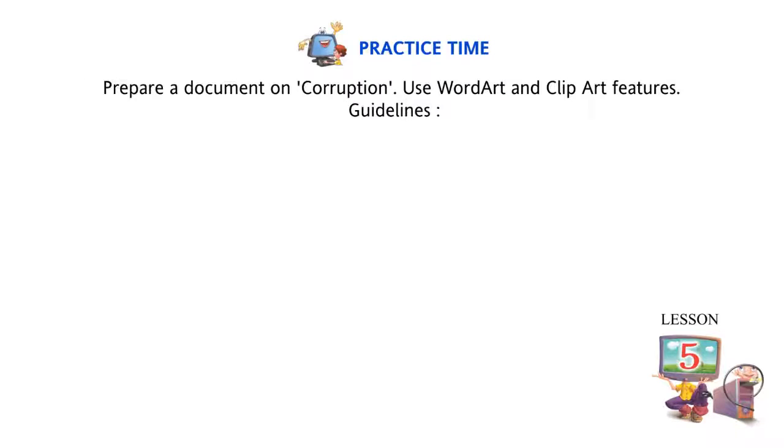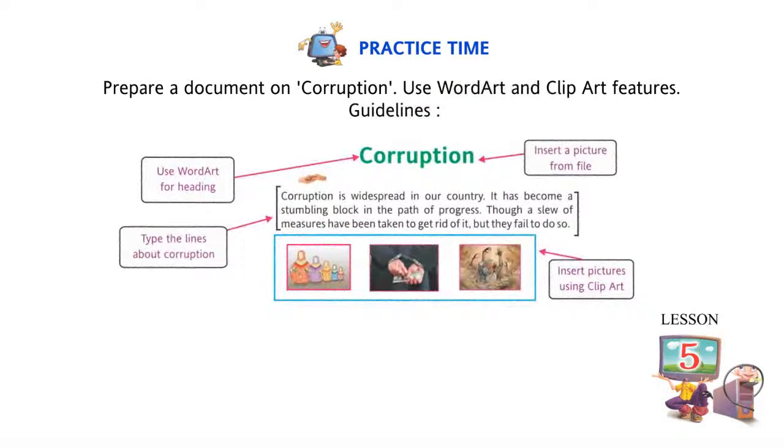Practice time. Prepare a document on corruption. Use word art and clip art features. Guidelines. Corruption. Corruption is widespread in our country. It has become a stumbling block in the path of progress. Though a slew of measures have been taken to get rid of it, they fail to do so.